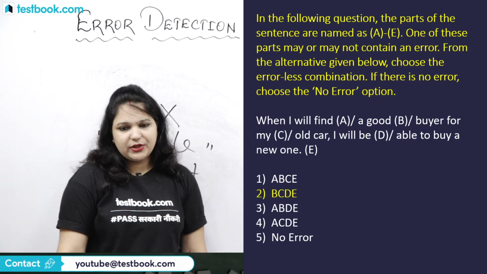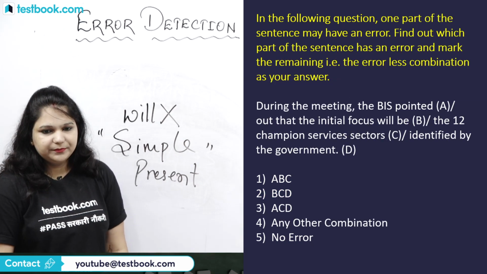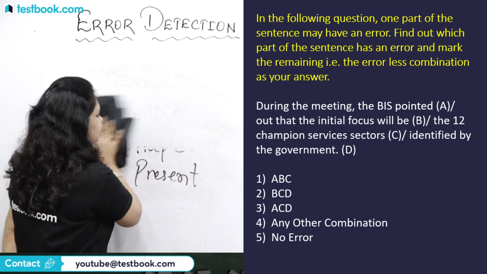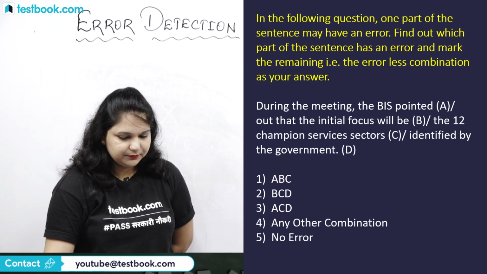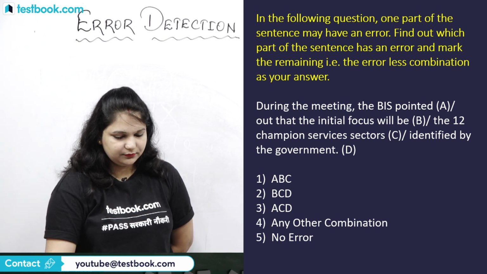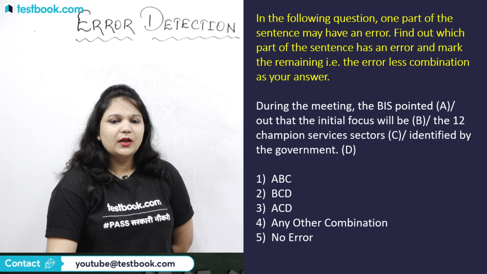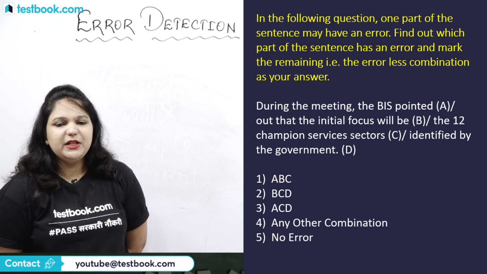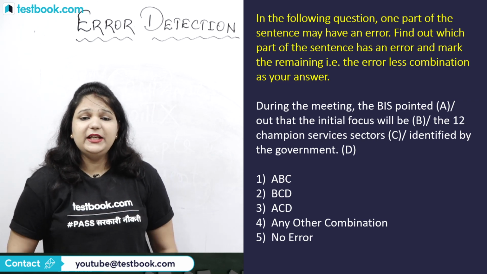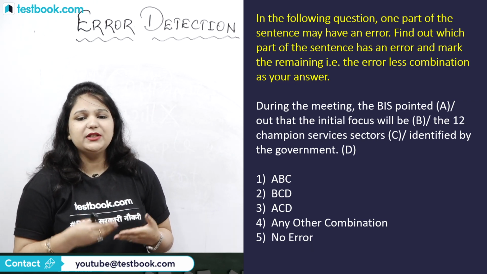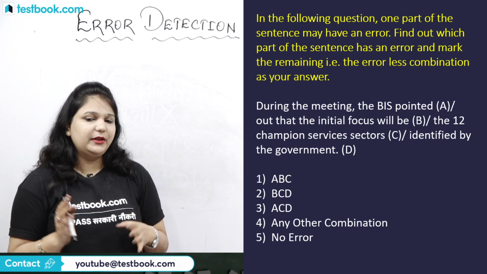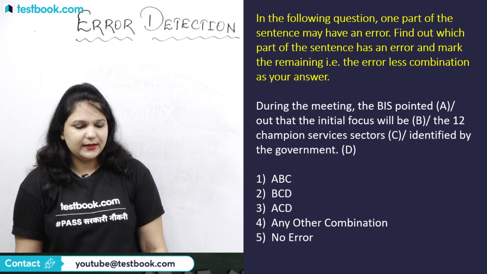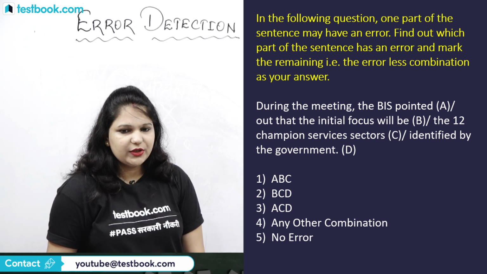Okay, moving on to the last question for today's session, guys, that is there on your screen. Again, you need to find the errorless combination. During the meeting, the BIS pointed out that the initial focus will be the 12 champion services sectors identified by the government. So, you are actually talking about a meeting where BIS is pointing out something. The focus should be where?